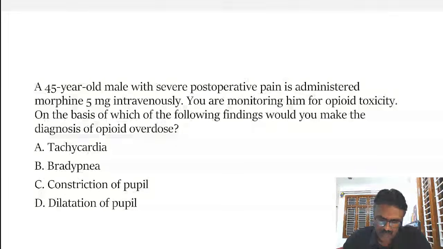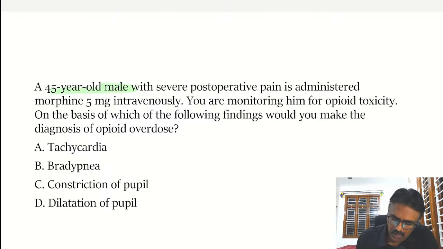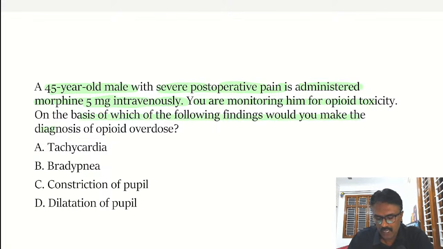Yes, sir. Let's move on. A 45-year-old male has severe post-operative pain and is administered morphine 5 mg IV. You are monitoring him for opioid toxicity. On the basis of which of the following findings would you diagnose opioid overdose? Again a PYQ, repeatedly asked question.